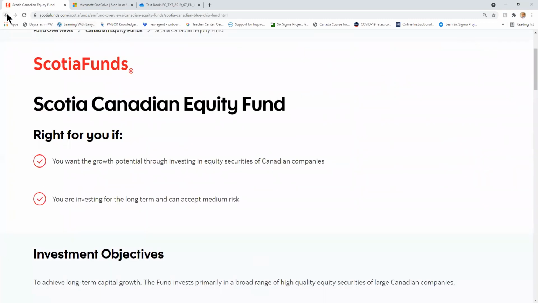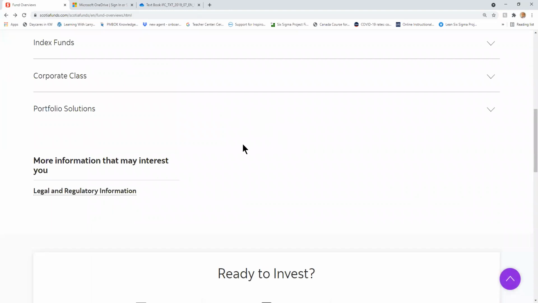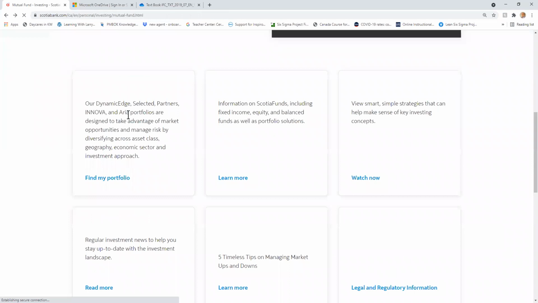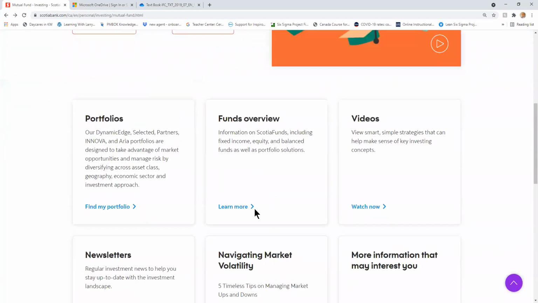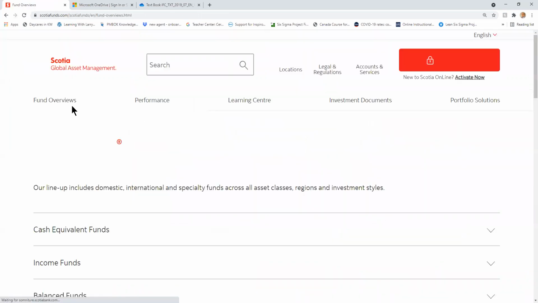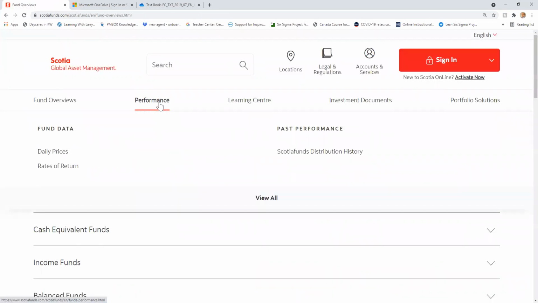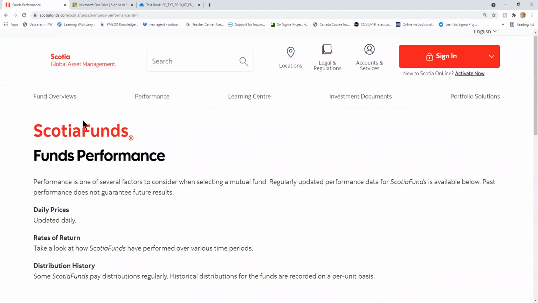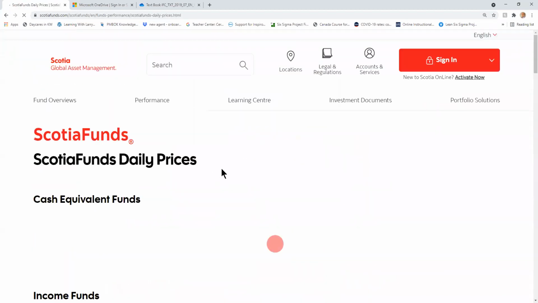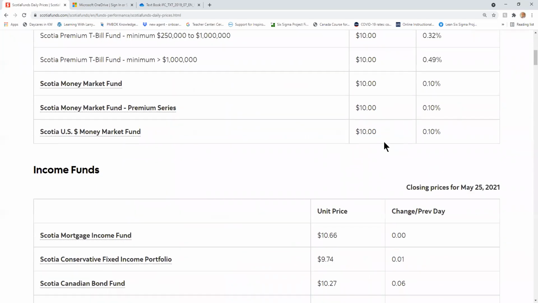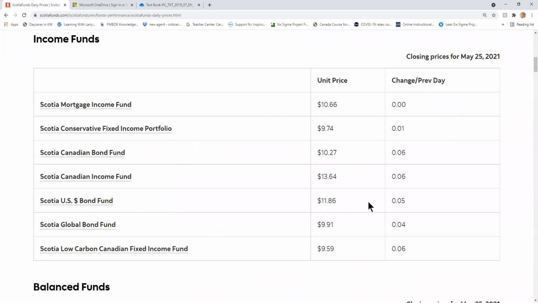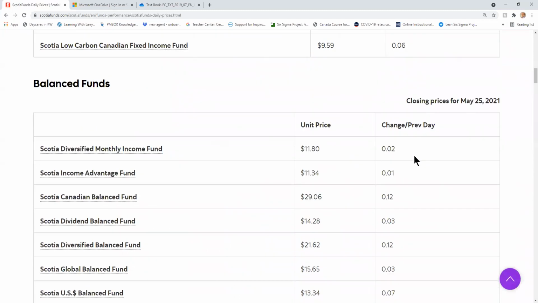If you want to see more detail, you can see it here under the prices. I can show you that also here. The funds overview, the learn more, where's the, yeah, performance here is what I was looking for. If you look under performance, the daily prices, so every day you can see the prices here. So you can see the prices for May 25th here for all of them, closing prices. And this is the change. So your question about how much did it change?